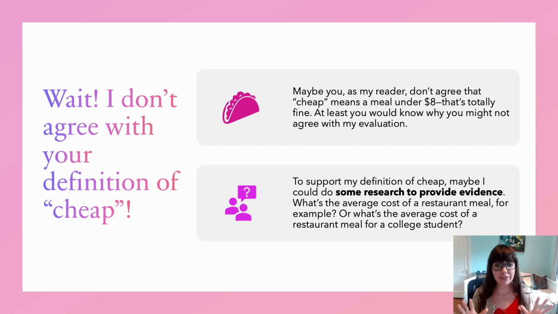Wait, I don't agree with your definition of cheap. That's okay. Maybe you, as my reader, don't agree that cheap means under $8. That's totally fine. At least you know the criteria I'm using to evaluate whatever I'm evaluating, and that you might not agree with my criteria. You might not agree with my evaluation. That's fine. To support my definition of cheap, maybe I could do some research to provide evidence. What's the average cost of a restaurant meal, for example, or what's the average cost of a restaurant meal for a college student?